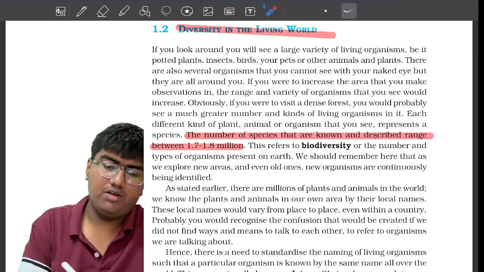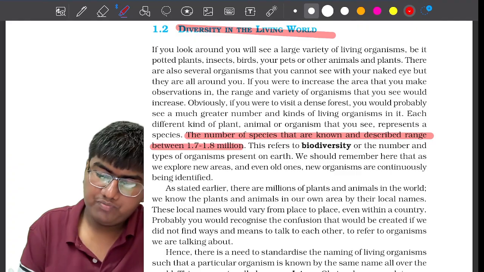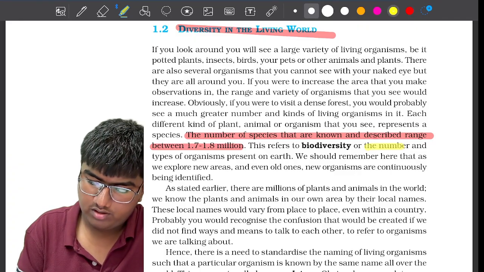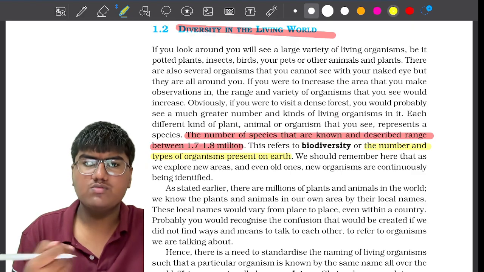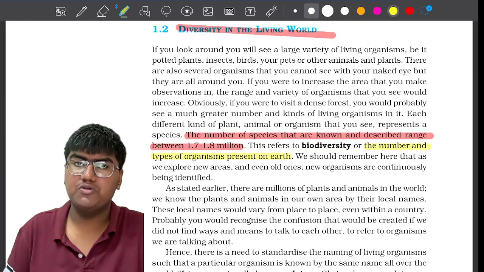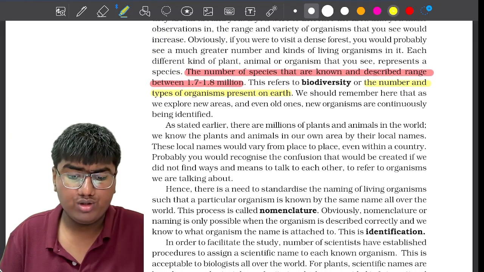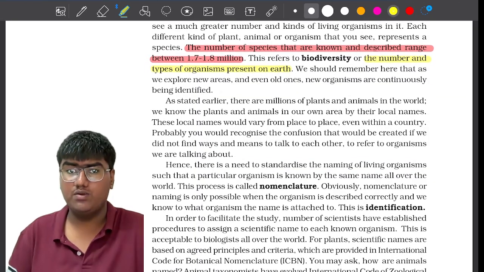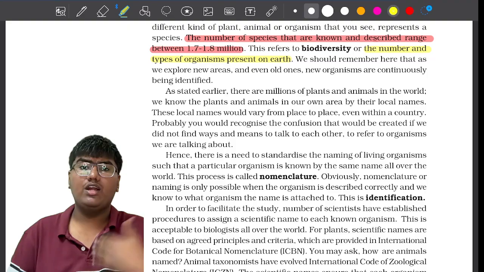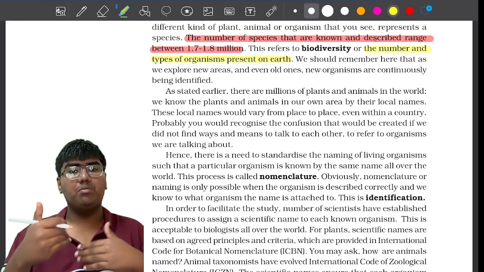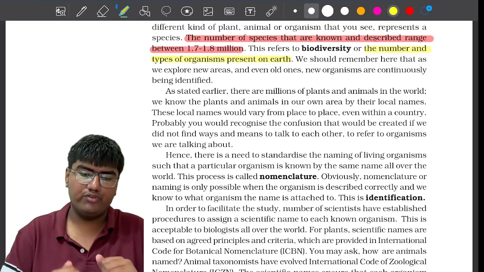This refers to biodiversity. What is biodiversity? The number and type of organisms present on the earth. So the number and types of organisms that are living on this earth, the inhabitants of earth, is nothing but biodiversity. In new areas and even older ones, new organisms are continuously identified. So you can identify many organisms in new areas and in old ones also, which we might not have known at that point of time.